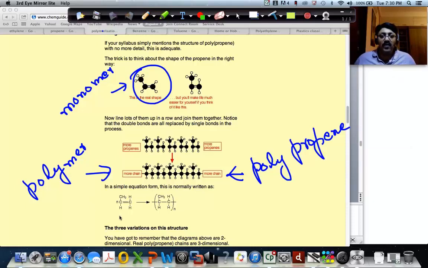And so if you write the chemical formula, it looks like this. So you have CH3CH CH2, n times, and that's basically what it is.